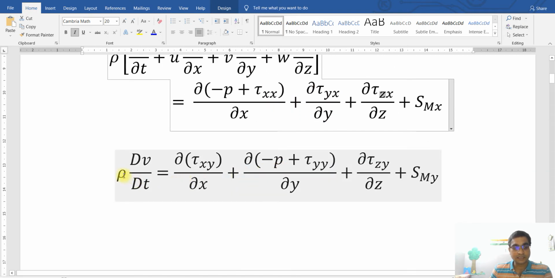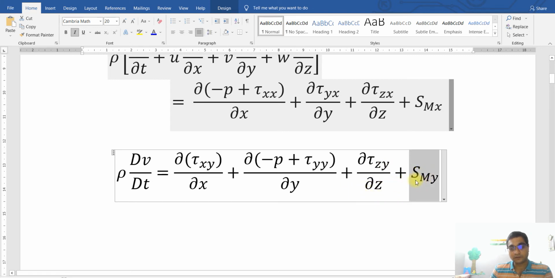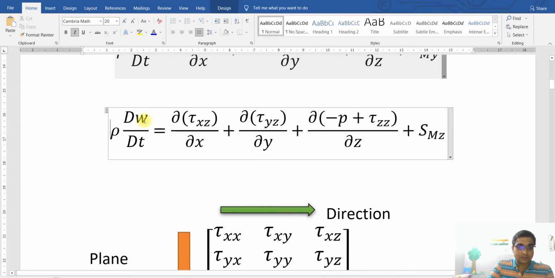Similarly, the y direction momentum balance equation can be written in this way. Here tau xy means shear stress in x plane in y direction, and here y plane in y direction, z plane in y direction. Corresponding body forces are written here as SMy. For the z direction, it is written that way.